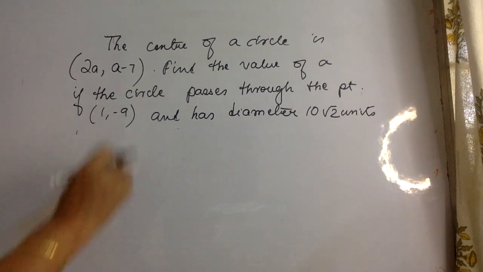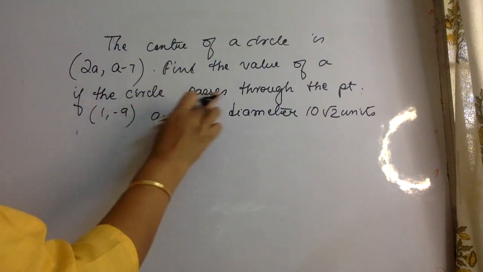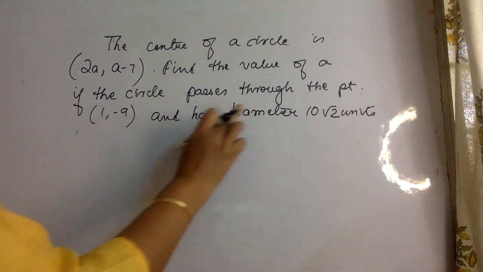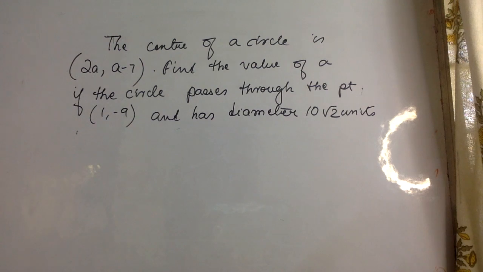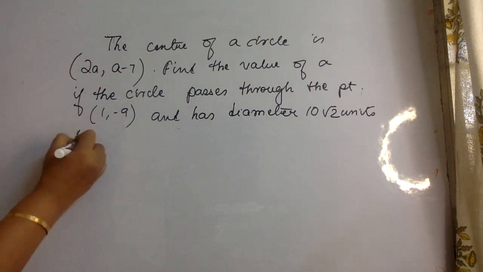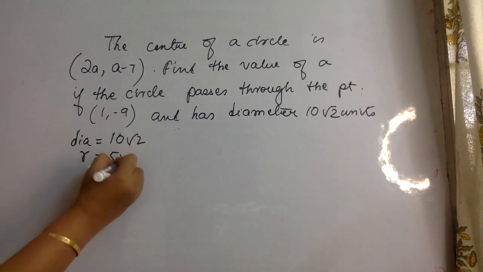Okay. So here is the question. The center of a circle is given as this in terms of a completely. Find the value of a, if the circle passes through the point this, that means this lies on the circumference, and has diameter 10 root 2. Okay, so if the diameter is 10 root 2, then very first thing, radius is 5 root 2.